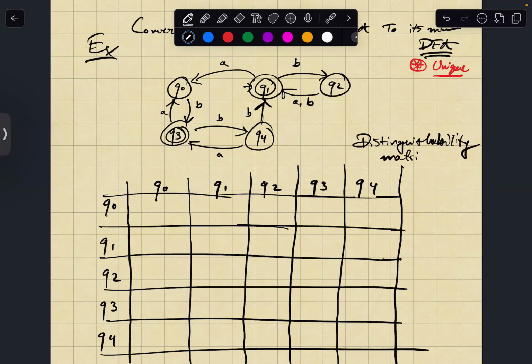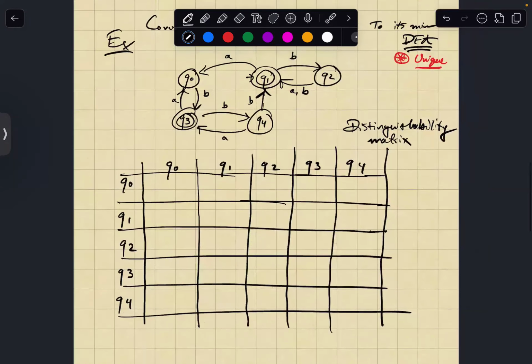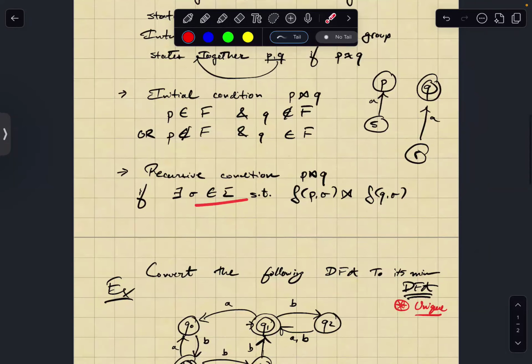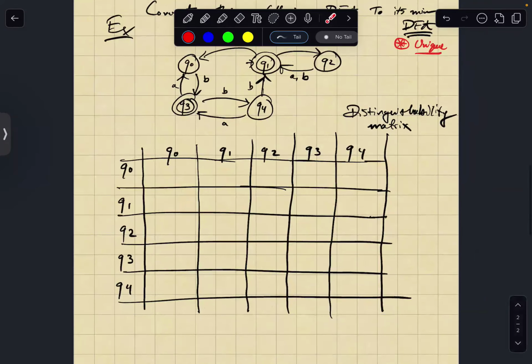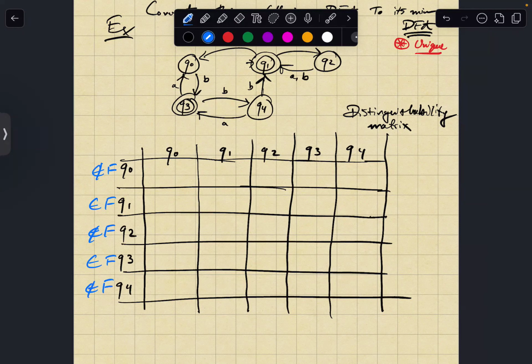One trick before you start the algorithm, because you're going to start by checking the base condition and then recursing on the recursive condition, is to also annotate in the margin whether the states are accept states or not, because that's going to help. So let's see, Q0 is not an accept state, Q1 is an accept state, Q2 is not, Q3 is, Q4 is not. Okay, and it's the same idea, these things are symmetric.